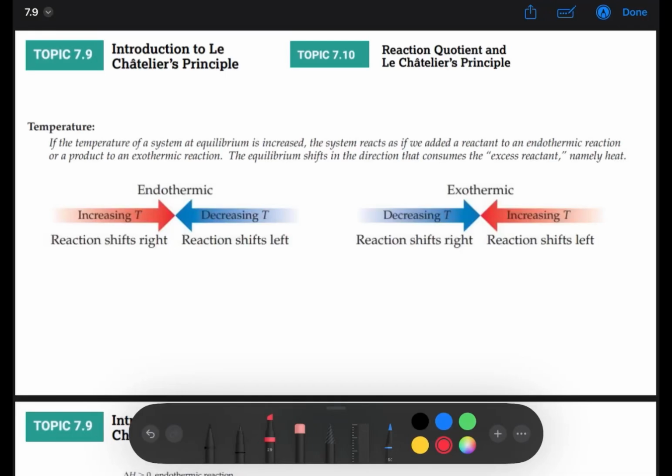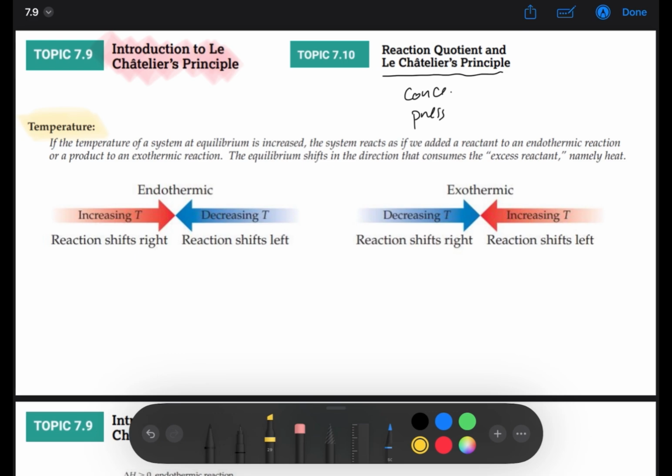Today we complete section 7.9 part 2, which is all about introductions to Le Châtelier's principle. In the previous video, we covered the factors on which Le Châtelier's principle depends, which are concentration and pressure. Today we will cover temperature.